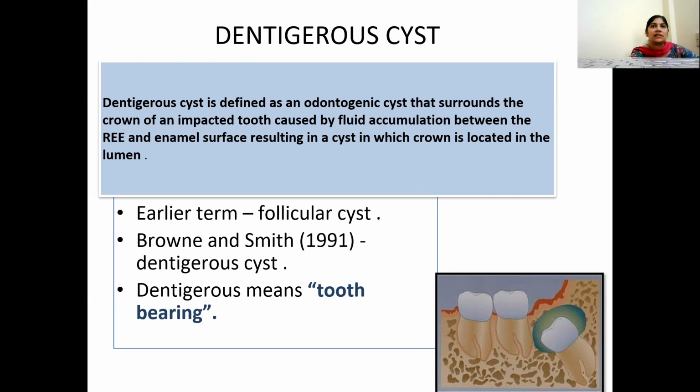So coming to the first cyst, that is the dentigerous cyst. The definition goes like this. Dentigerous cyst is defined as an odontogenic cyst that surrounds the crown of an impacted tooth, caused by fluid accumulation between the reduced enamel epithelium and enamel surface, resulting in a cyst in which the crown is located in the lumen.